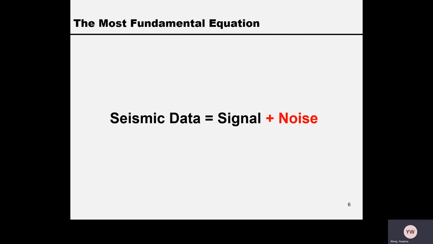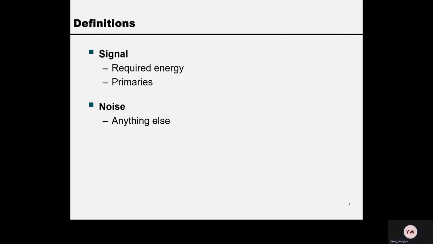Nevertheless, we do need an effective way to separate multiples from the primaries. So in summary, any required energy we consider as a signal. In the reflection seismogram, there are mainly primaries. Anything else, including the multiples, we consider as noise.